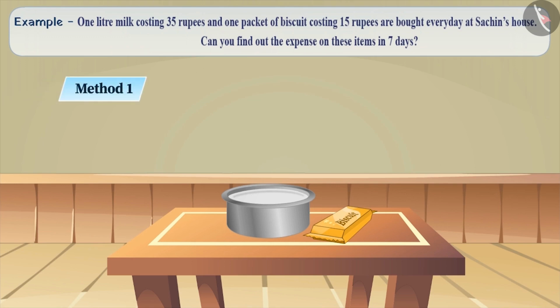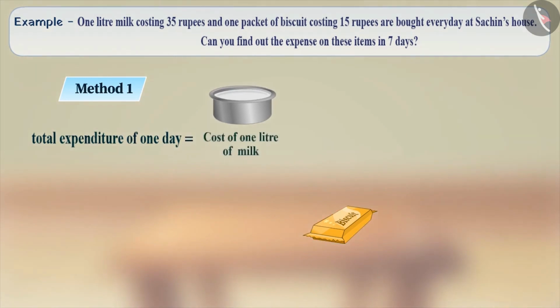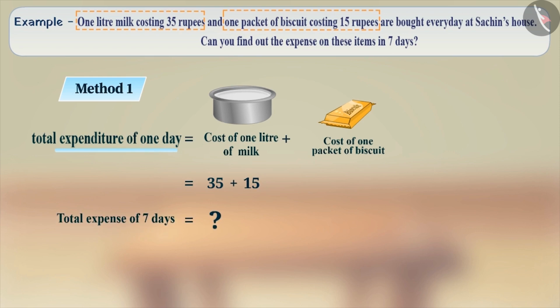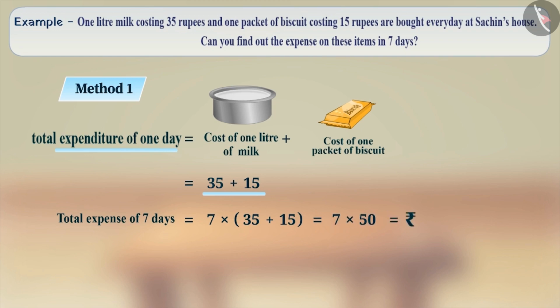Method 1. To solve this, we will find the total expenditure of 1 day, that is, the cost of 1 litre of milk plus the cost of 1 packet of biscuits, 35 plus 15. Now, how do we find the expenditure for 7 days? Think for a while. We have to multiply the total expenditure of one day, that is 35 plus 15, by 7. 7 into (35 plus 15). After simplification, we get 7 into 50, which is equal to 350 rupees.